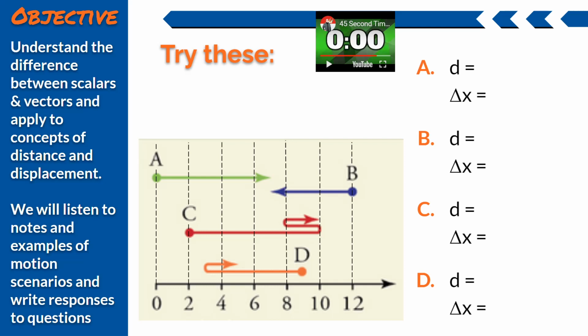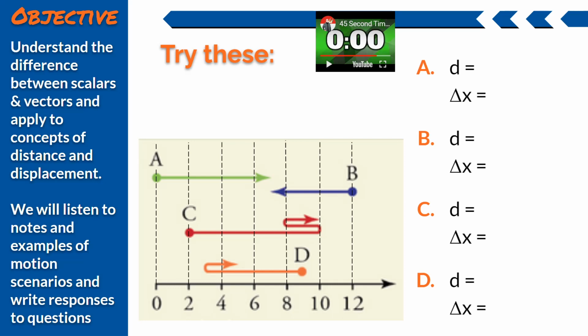What about letter C? What do we think our distance is in letter C? 12. Yeah, so you're going forward from 2 to 10, so that's 8 forward. And then you're going backwards 2, that's 10. And then forward 2, that's 2 more, so that's 12. Yes, that is absolutely correct. 12 meters would be your distance for letter C.